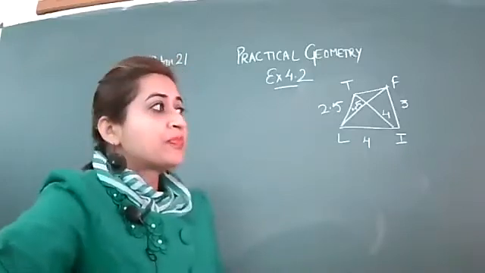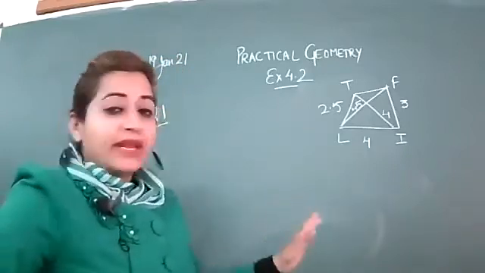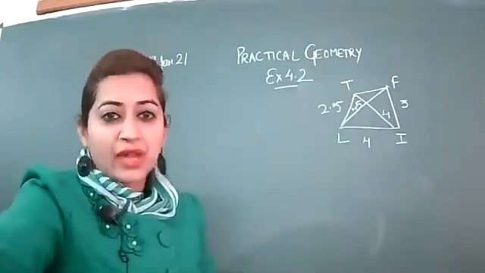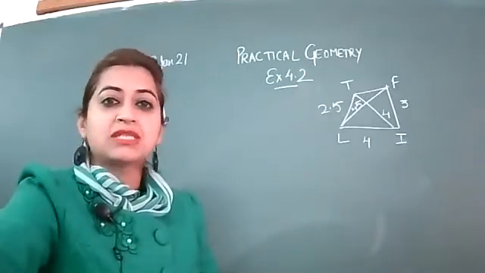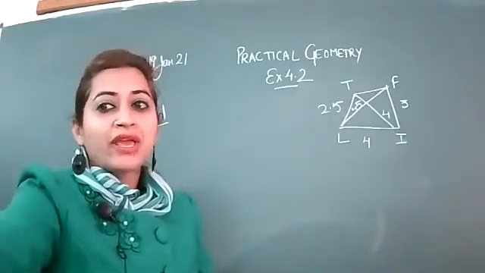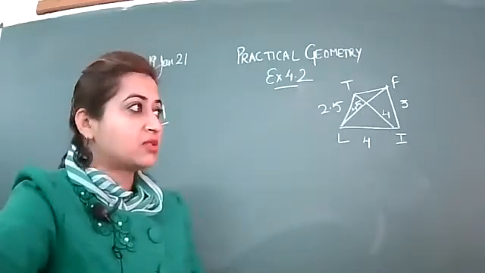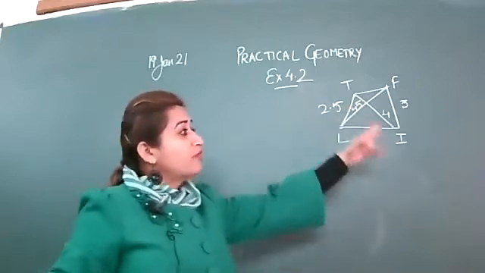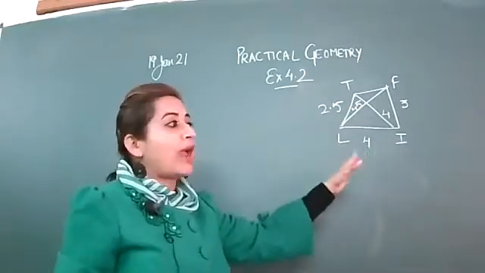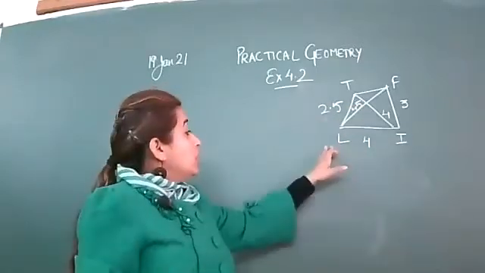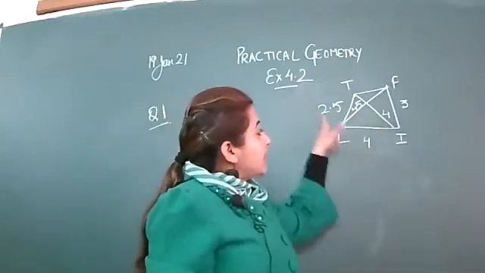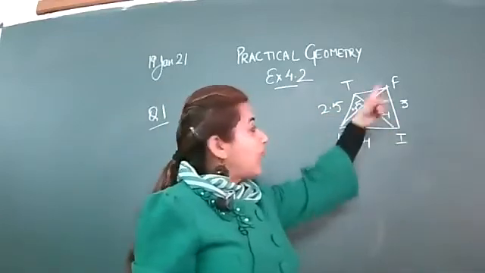Yesterday I have also discussed about this, that it's compulsory to have 5 dimensions. 5 things must be given. Out of 5, 1 or 2 angles can be there. In the next exercise we will discuss this also. So 5 things are required to draw any type of quadrilateral. Now out of these, 3 sides are given and 2 diagonals are given.